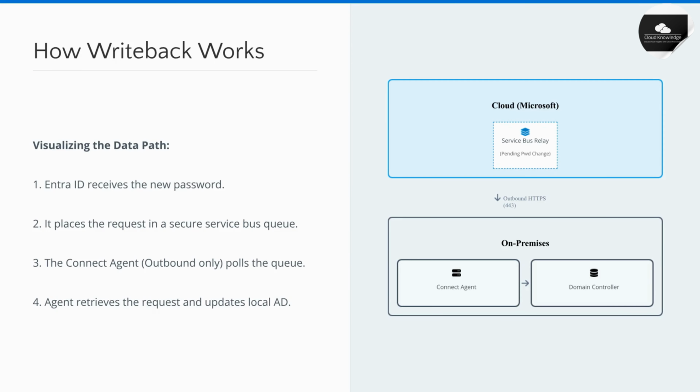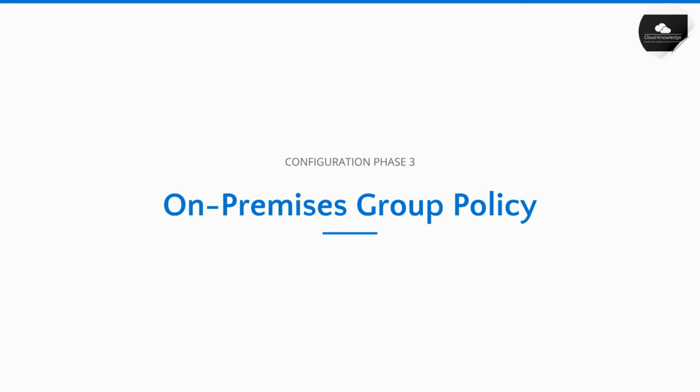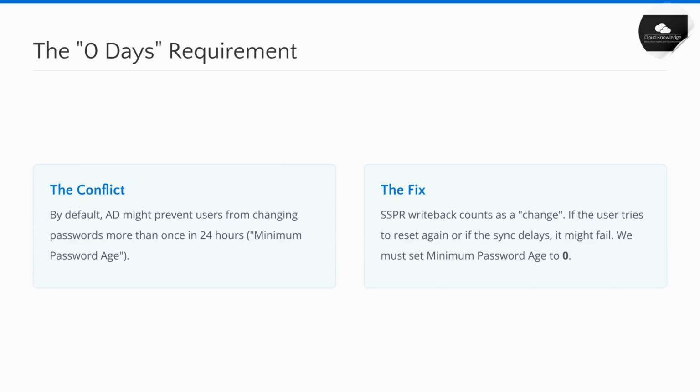Writeback works by Entra ID placing the new password request in a secure service bus queue. The Connect agent polls this queue, retrieves the request, and updates the local domain controller. Configuration Phase 3 focuses on on-premises group policy modification. The 0 days requirement addresses a conflict where Active Directory's default minimum password age can prevent a second, immediate password change, potentially causing SSPR writeback failures. We must set minimum password age to 0.